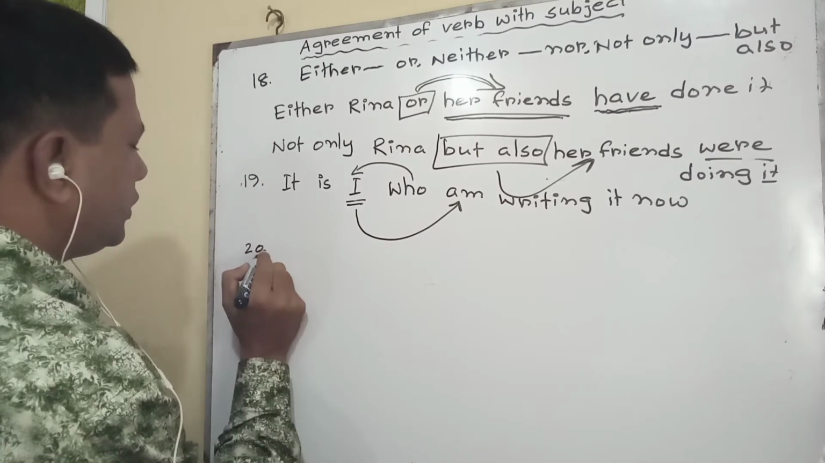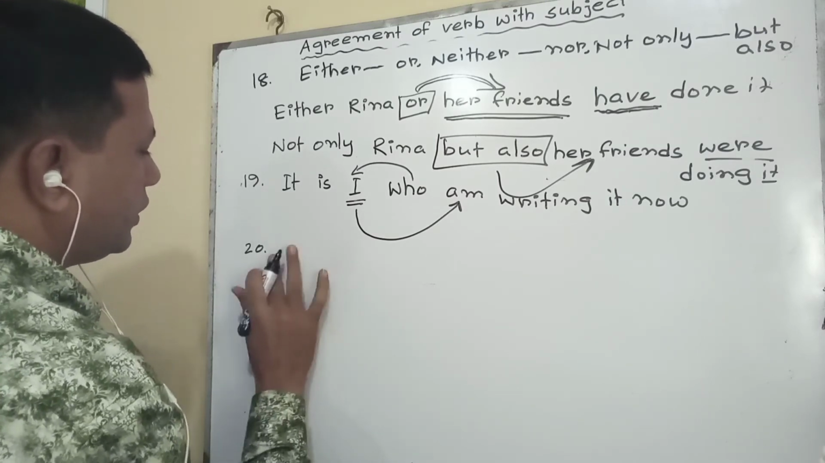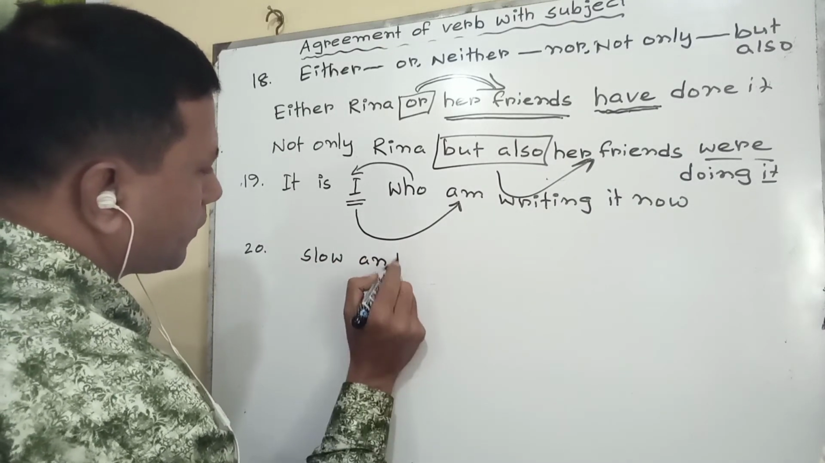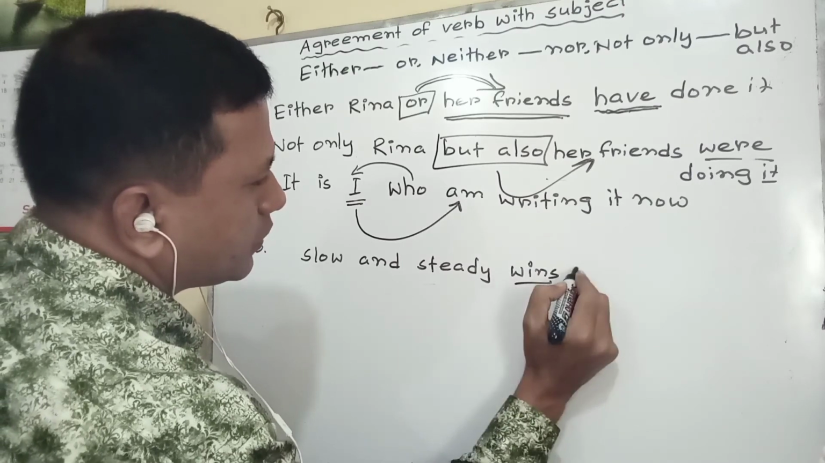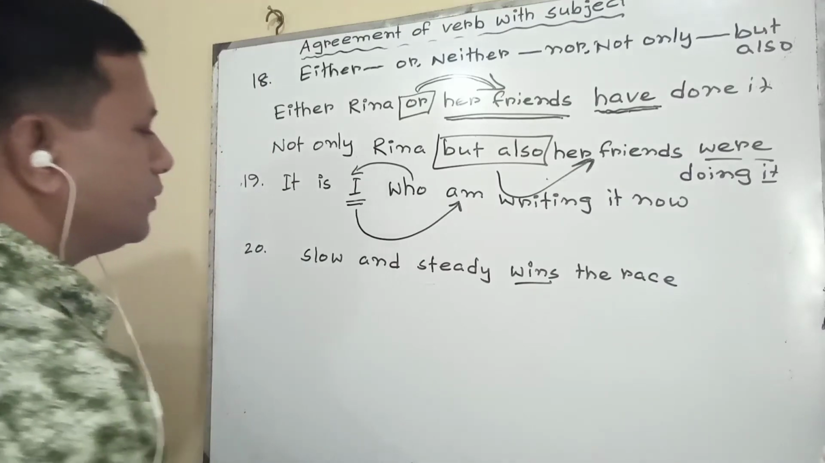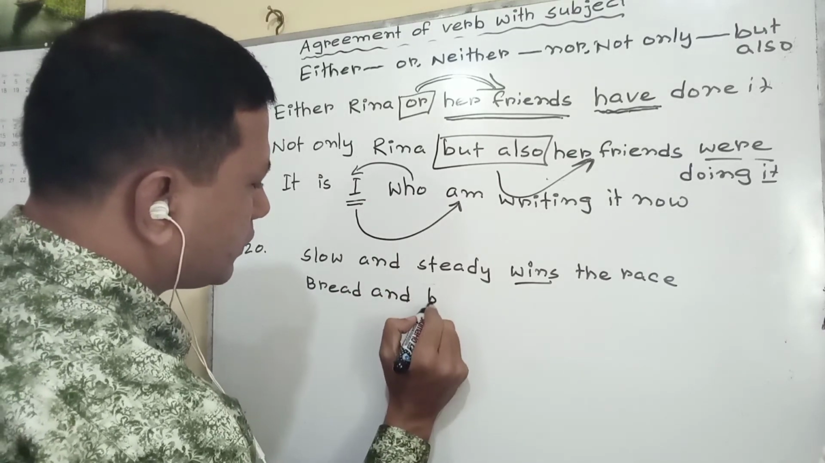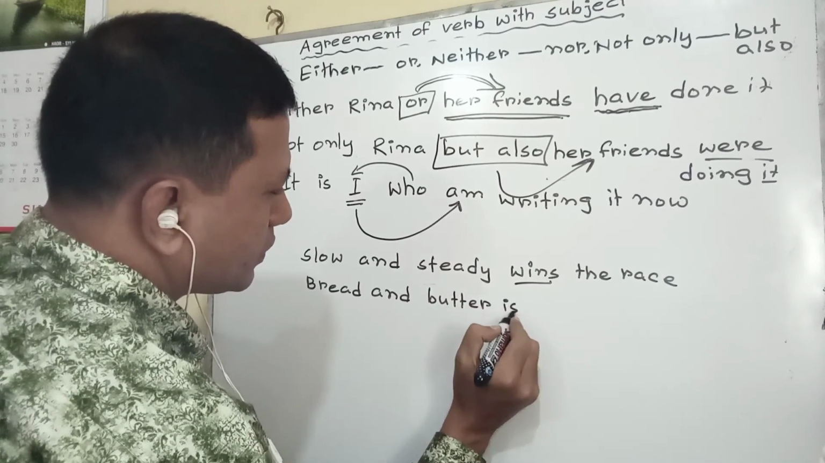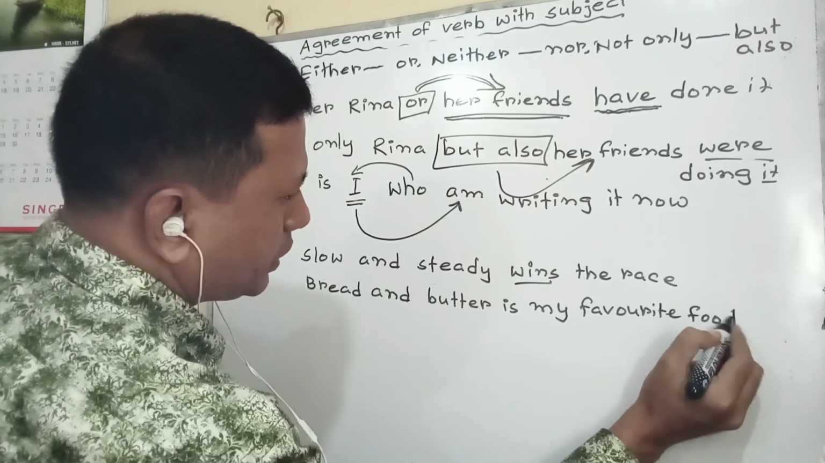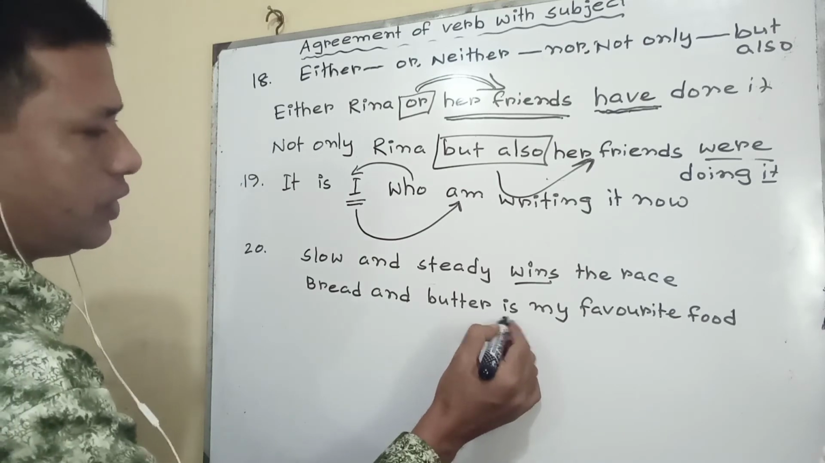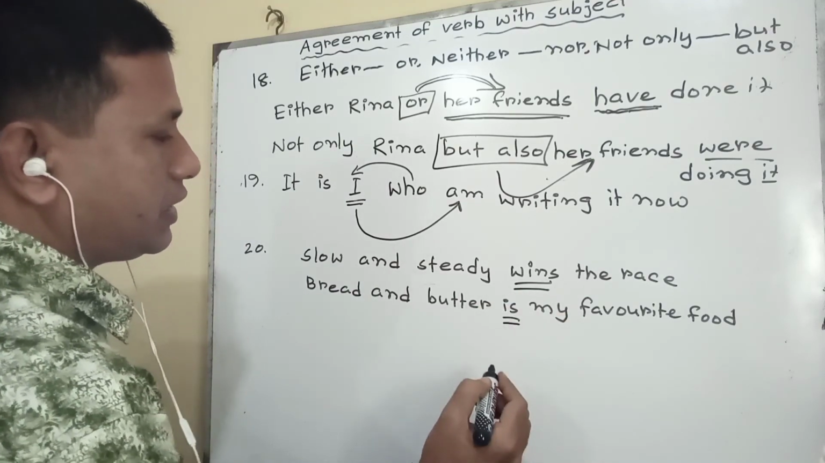Then I am going to finish today. I am going to complete all the rules from 1 to 20 with this one. Some exceptions are there, such as "Slow and steady wins the race" and "Bread and butter is my favorite food." Generally, we think that when nouns or pronouns are joined with and, the verb will be plural. But in some cases, when the meaning combines into one, the verb "is" is used, and it is considered singular.